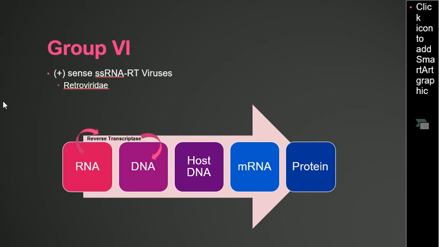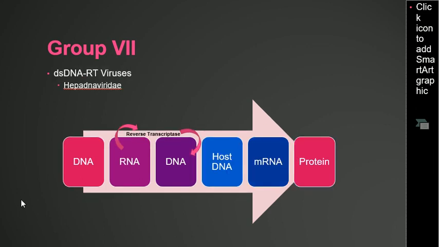Group 6 includes positive sense single-stranded RNA-RT, which is reverse transcriptase viruses. These include retroviridae, which fall under HIV. If you can see this chart here, they start off as RNA, and the RNA uses reverse transcriptase that comes within its capsid, so it brings this enzyme into the cell with it and converts it into negative stranded DNA that's made double-stranded. This DNA then goes on to integrate into the host and replicate normally as mRNA and then into protein.